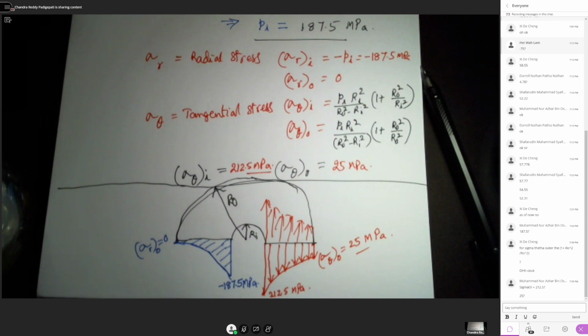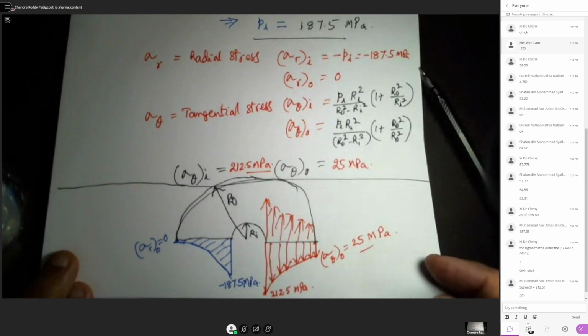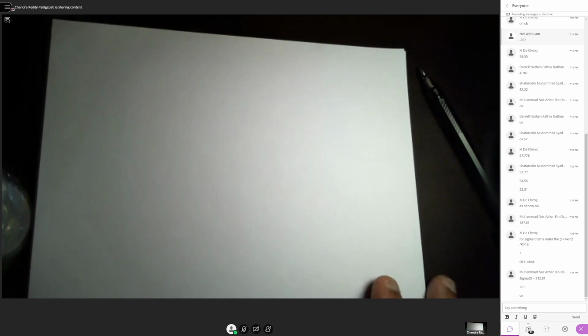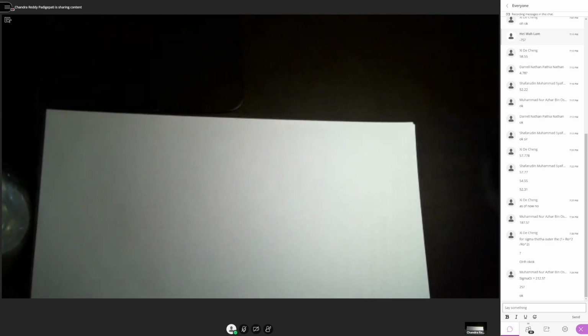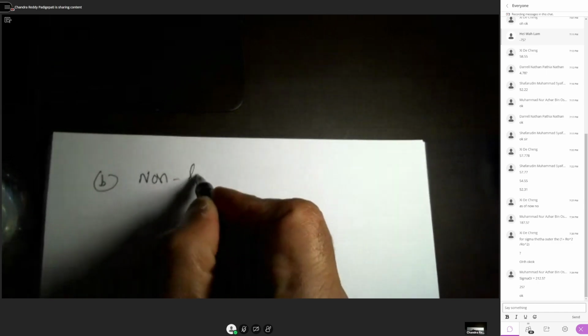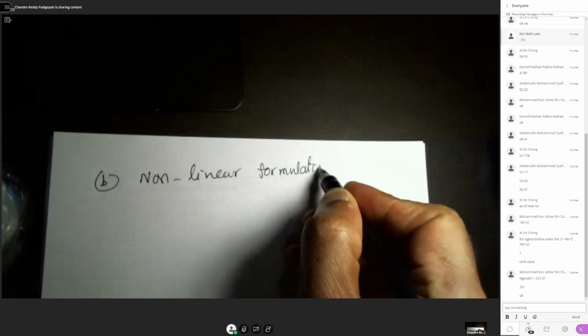Now, this was the elastic formulation for yielding. We have to do the same thing with the nonlinear formulation for plastic. Okay, the next one we do will be for a nonlinear formulation, plastic.